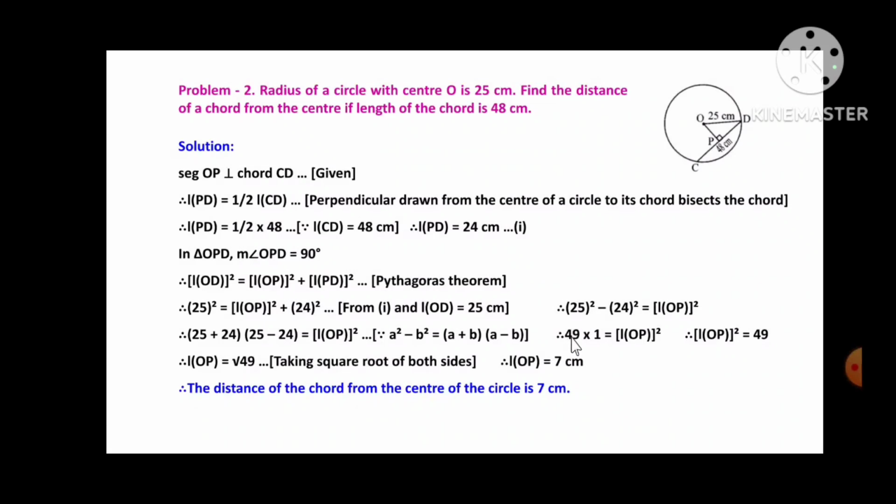So by using the formula a square minus b square is equal to (a plus b)(a minus b), we will get 25 plus 24, 25 minus 24 is equal to OP square. So 25 plus 24, that is 49, and 25 minus 24 is 1, is equal to OP square. Therefore OP square is equal to 49. Therefore OP is equal to root of 49. After taking the square root, we will get OP is equal to 7. So we can write the distance of the chord from the center of the circle is 7 centimeter.